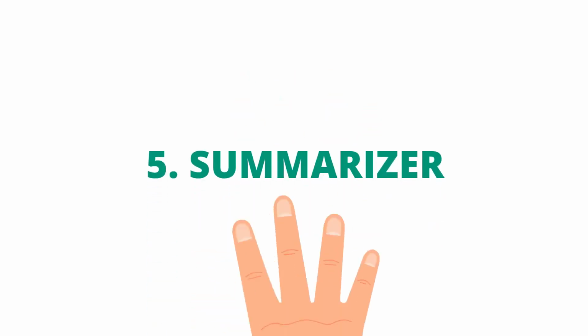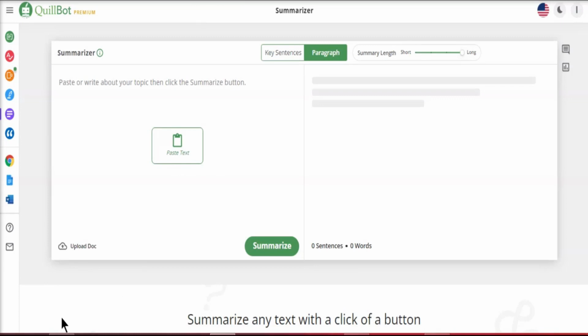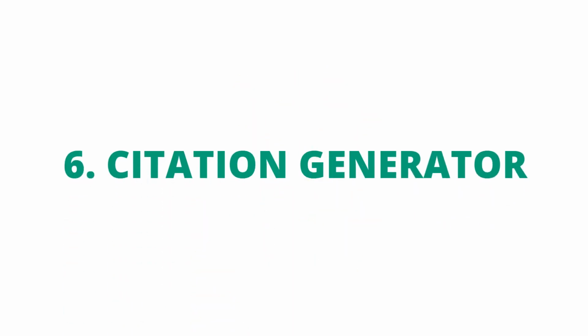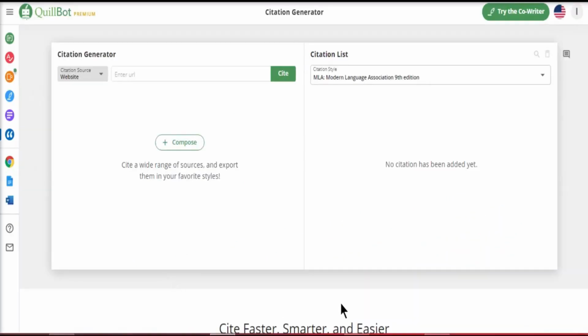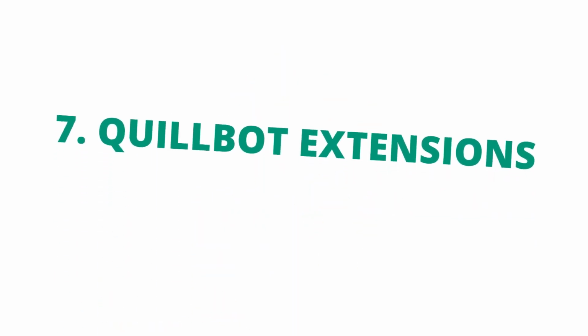Number 5. Summarizer. It's the same feature we saw in Co-Writer earlier. The only difference is that it is available as a standalone feature. Number 6. Citation Generator. It's also the same feature we saw in Co-Writer earlier and it is available as a standalone feature. Number 7. QuillBot Extensions.